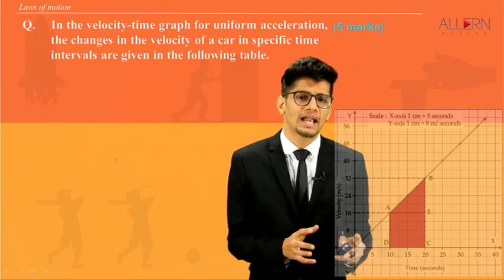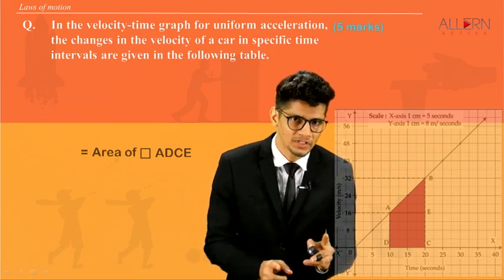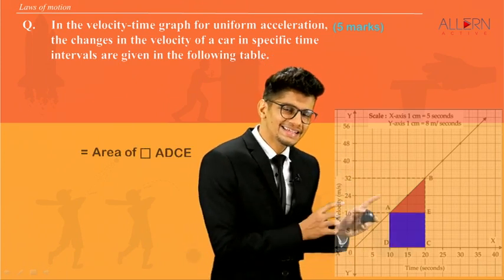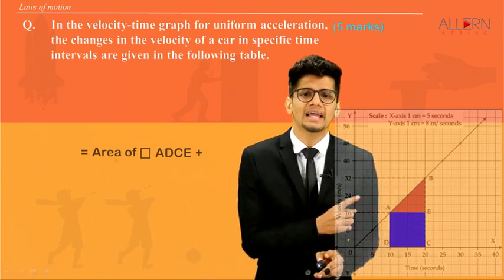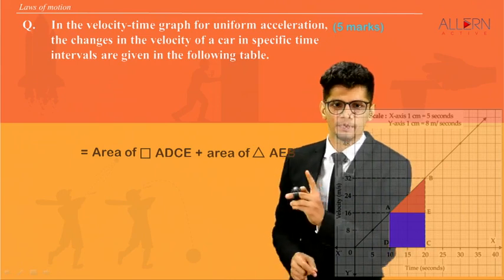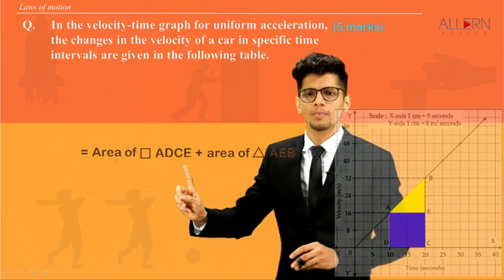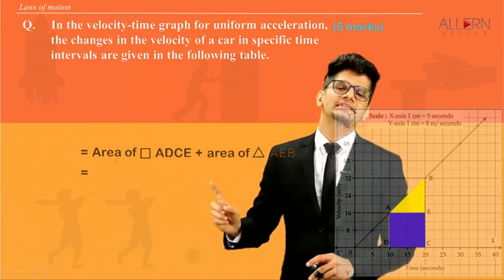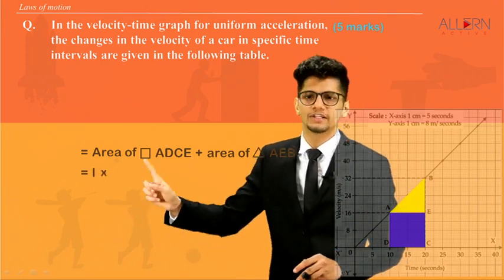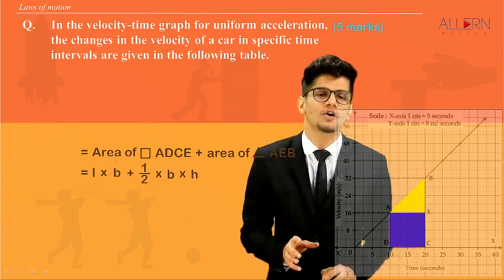But this quadrilateral is actually a combination of two figures. One is a rectangle, that is rectangle A, D, C, E, and area of triangle, and this triangle is nothing but triangle AEB. So we have to add them. The formula for area of rectangle is length into breadth, right? So we have length into breadth plus half into base into height, which is the formula for area of a triangle.